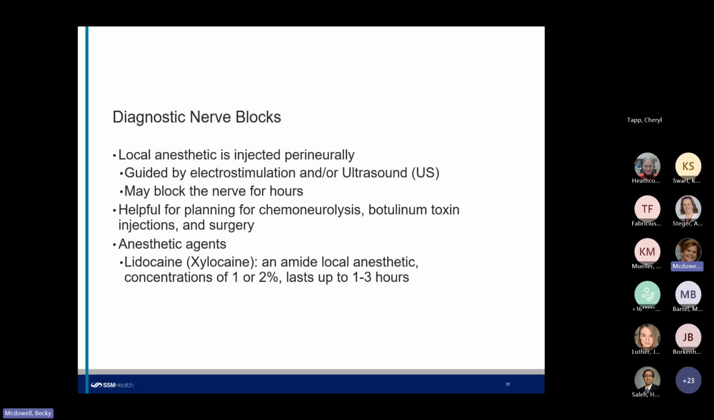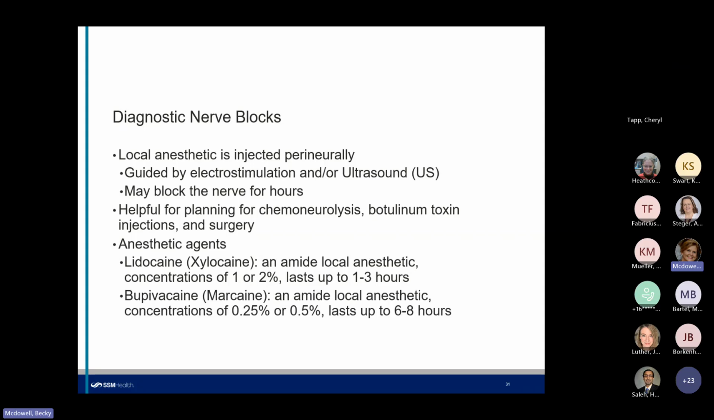Two anesthetics that we use for this are lidocaine, a local anesthetic, in concentrations of 1 to 2%, which lasts 1 to 3 hours. We also use bupivacaine, in concentrations of 0.25 to 0.5%, which lasts 6 to 8 hours.